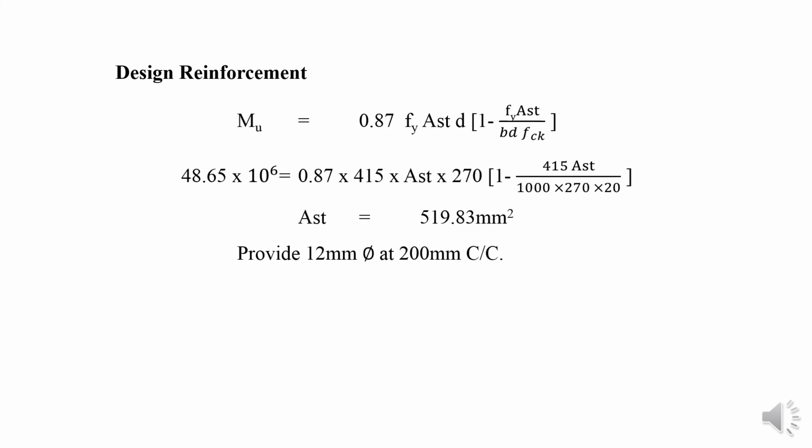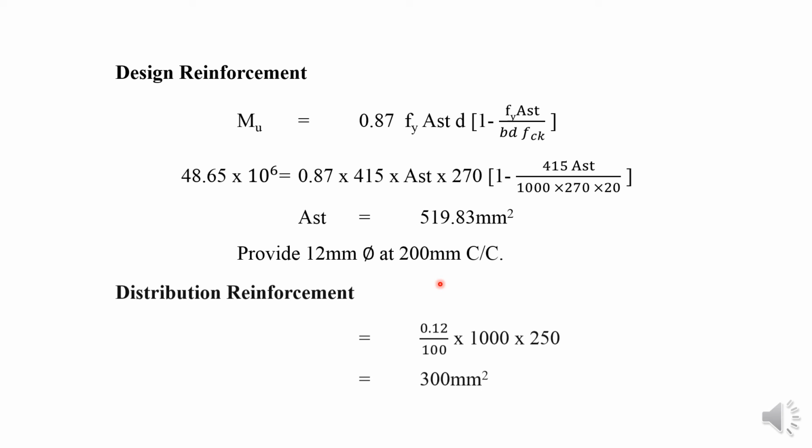Next we have to determine the reinforcement. So we know M is equal to 0.87 fy into Ast into d into (1 minus fy Ast divided by b d fck). Substitute and simplify this equation. Finally we will get a value of Ast that will be equal to 519.83 mm square. So provide 12 mm diameter bars at 200 mm center to center.